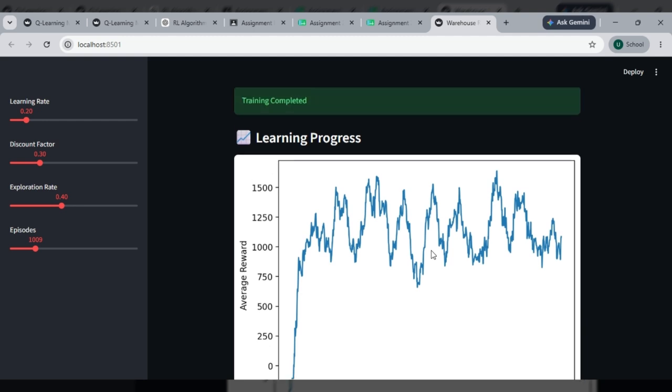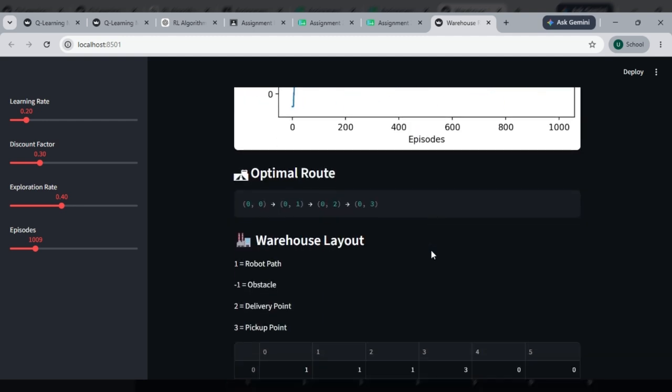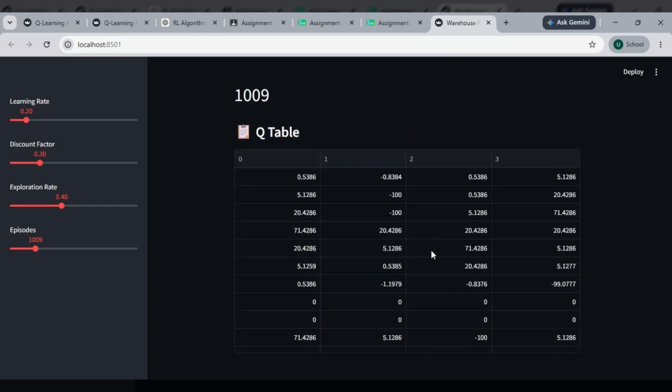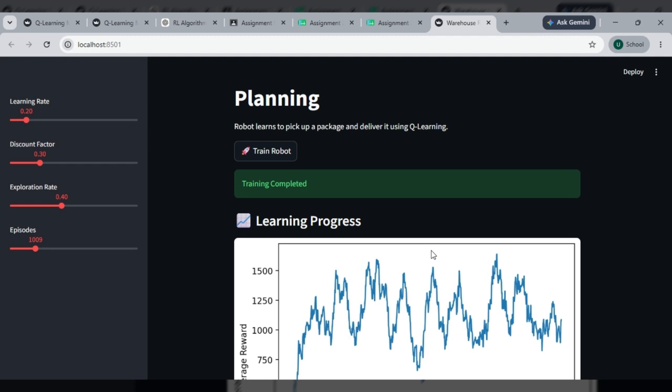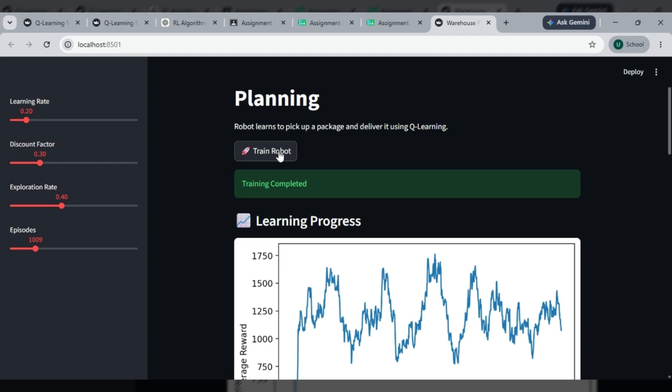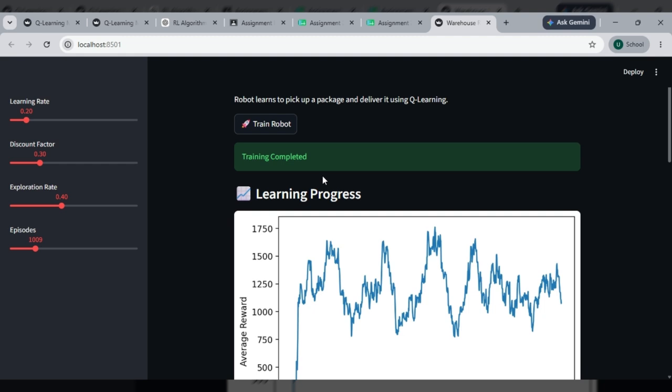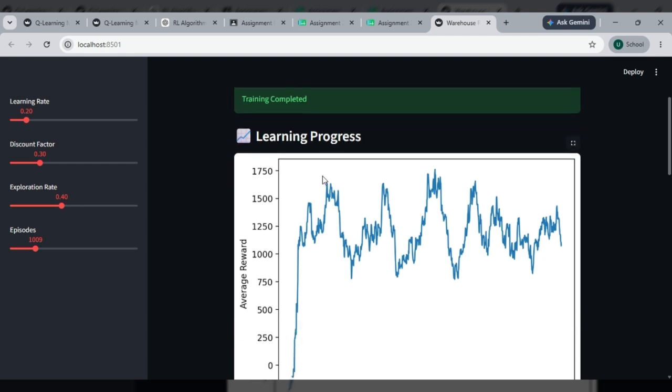Training phase. Now I click the training button, and the training is completed. Initially, the robot has no knowledge of the warehouse. Therefore, it explores different routes randomly. Some routes lead to obstacles and generate penalties. Some routes lead closer to the destination and generate rewards.